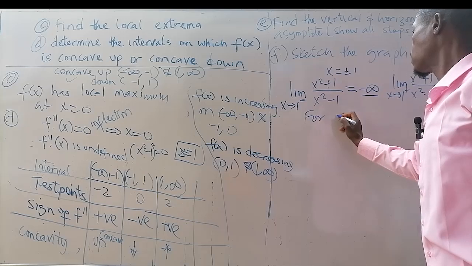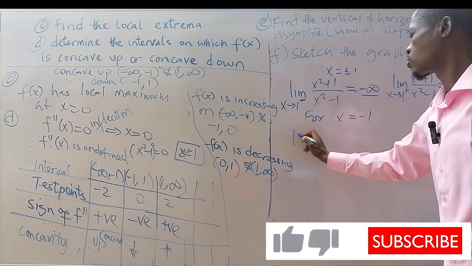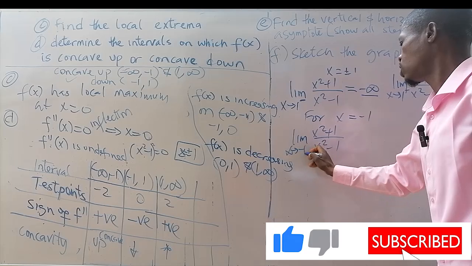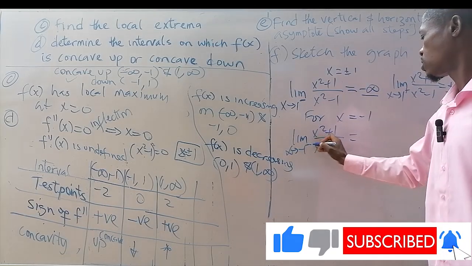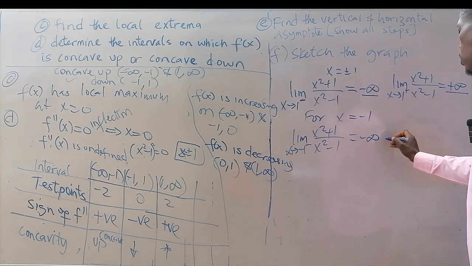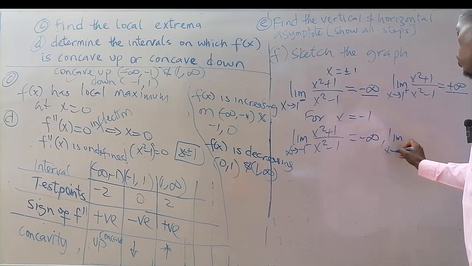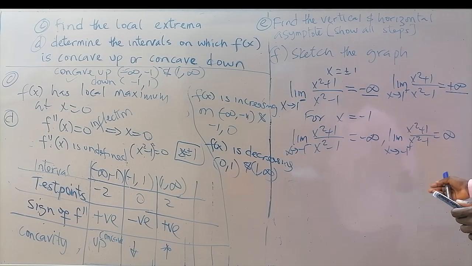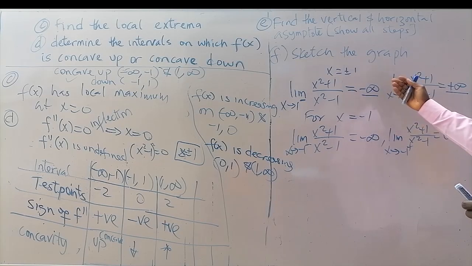For x equal to minus 1, let's do the same thing also. Limit of this function as x tends to minus 1 from the left, that will be minus infinity. Also the limit as x tends to minus 1 plus of the function, that will be equal to what? Plus infinity. So that's how to show your vertical asymptotes, giving you negative infinity, plus infinity.